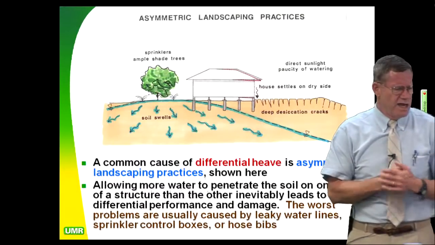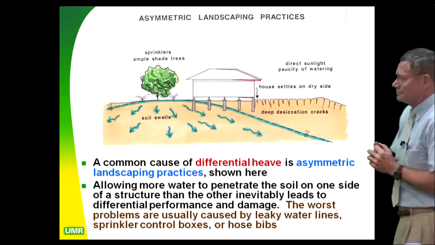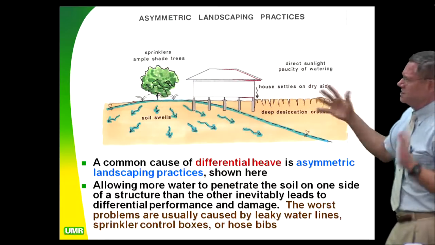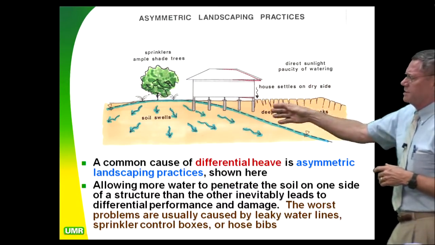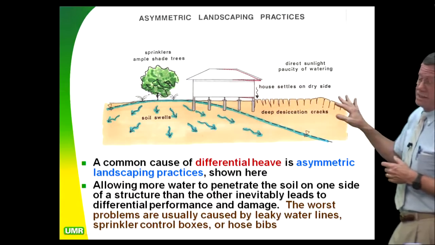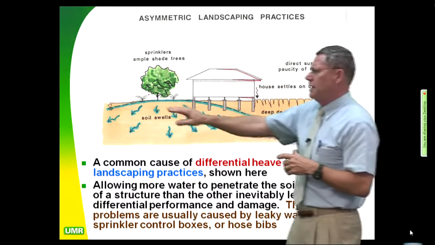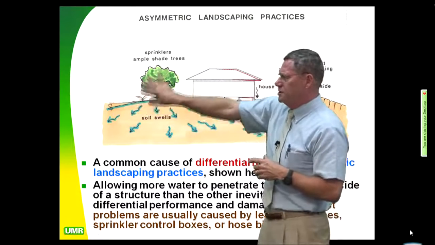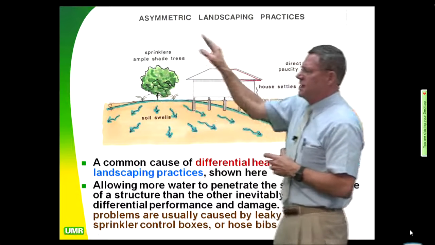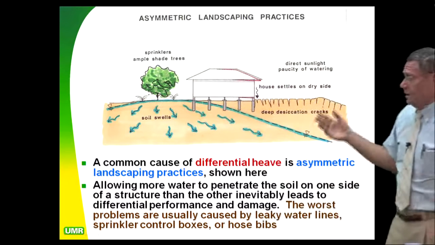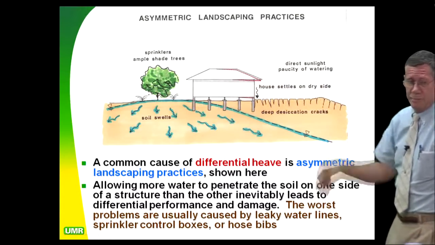All right, asymmetric landscaping practices. What are other things that I saw? This is the classic. They let the backyard go. They get desiccation fractures. The backyard may also be on the sunny side, on the southwest exposure in North America. And then on the other side of the house, they've got shade trees. They've got watering going on. This is asymmetric landscape. That's engineering work for letting the backyard go to hell and letting the front yard look nice. Now, a lot of people do that.